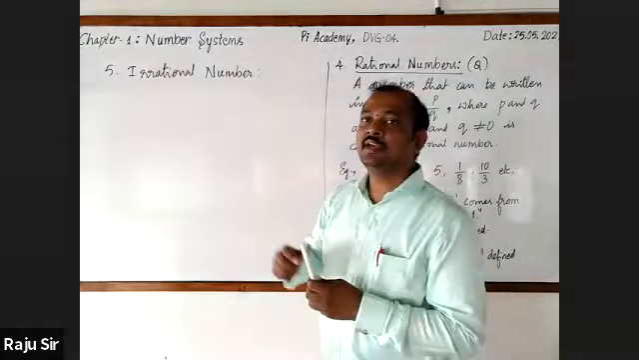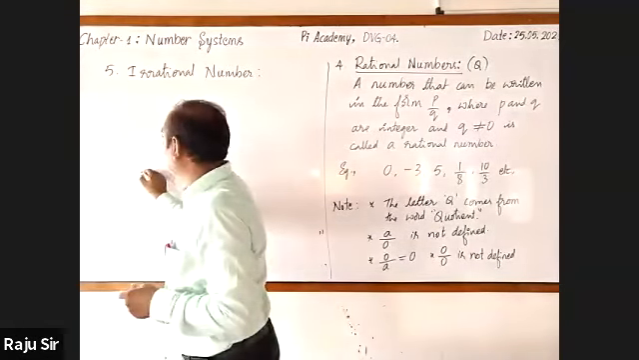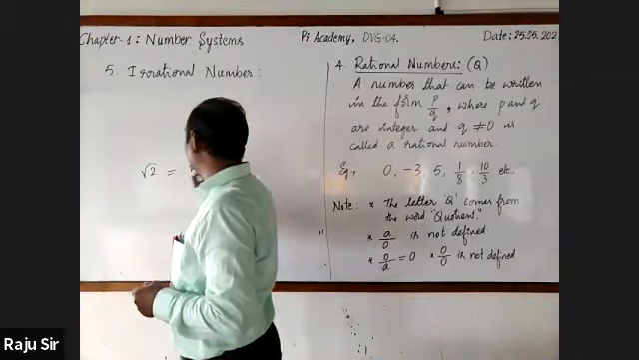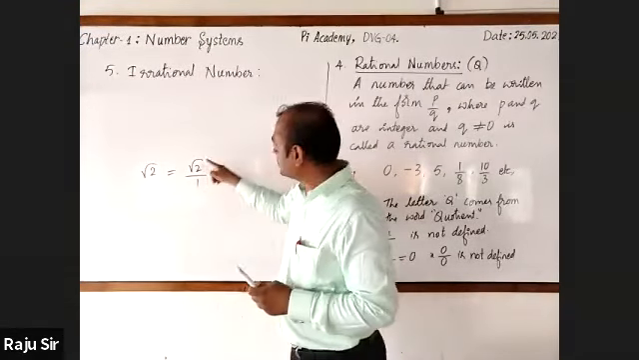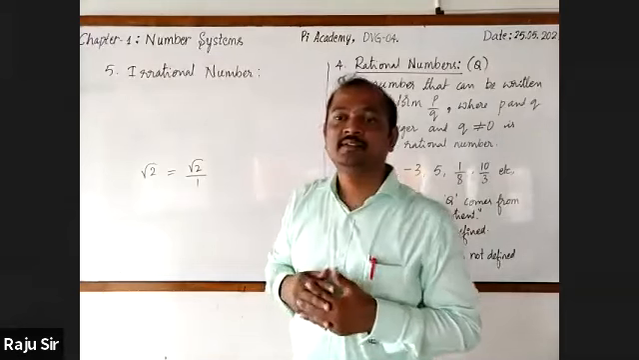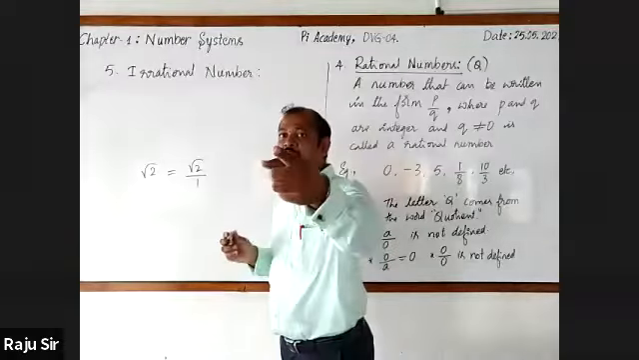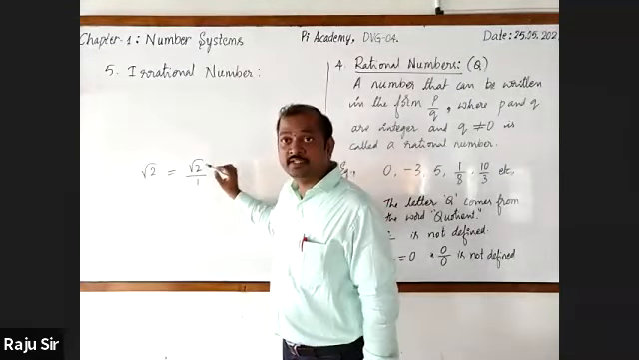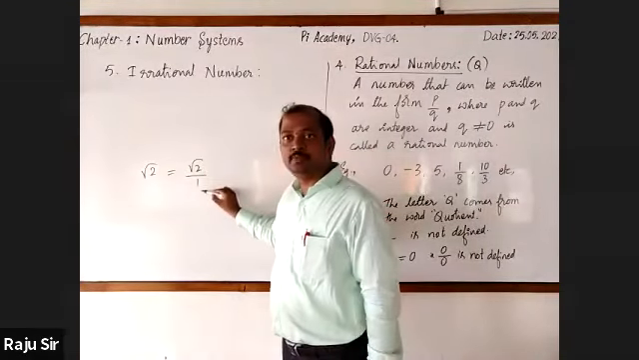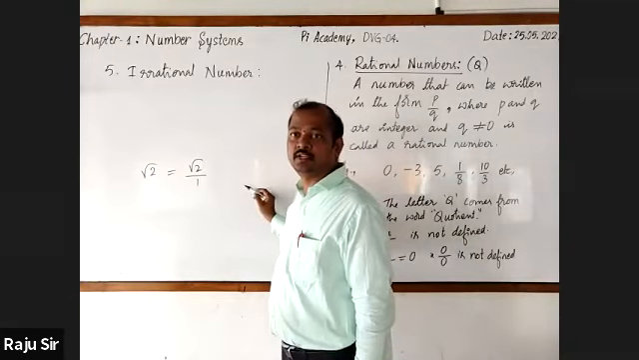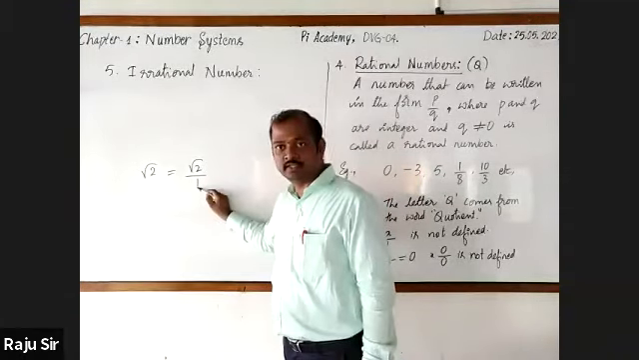But look here, I write root 2 as root 2 by 1. No? It is in the form of P by Q. Then whether... So P by Q are not integers. There is a condition. Look, P and Q should be integers and Q is not equal to 0. Of course, Q is an integer and is not equal to 0. Then P is not an integer.